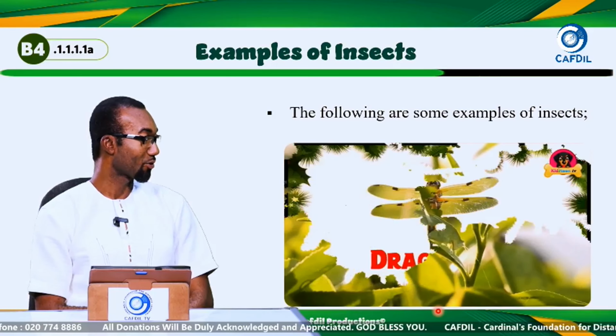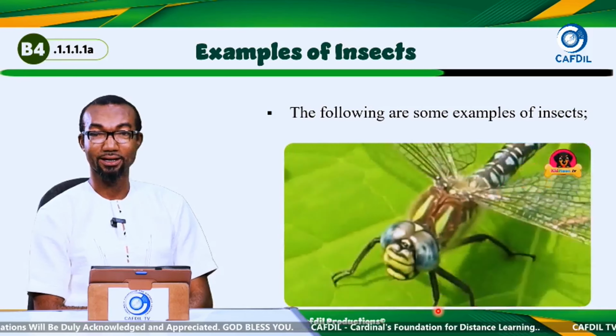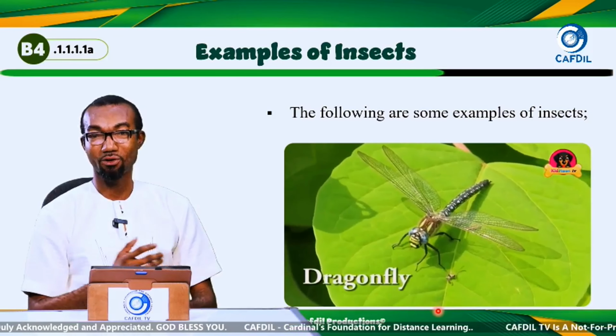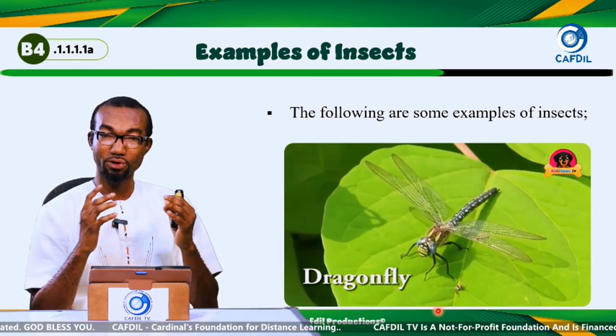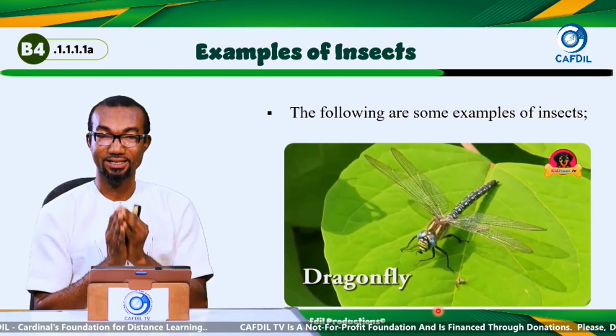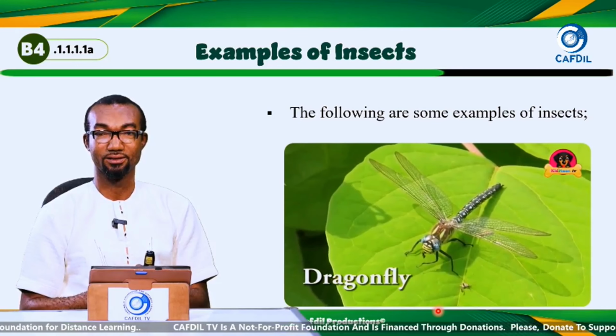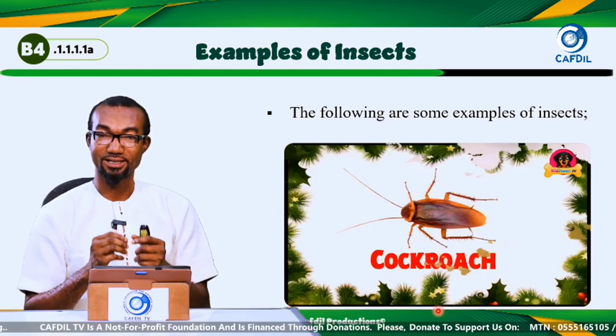The next one is grasshopper. We also have the dragonfly. These are all examples of insects, and we call all these animals insects because they have 6 legs. So insects are the smallest of all animals with 6 legs.